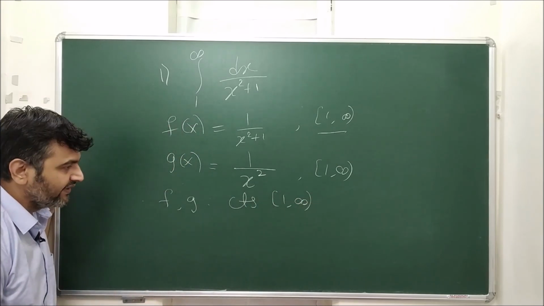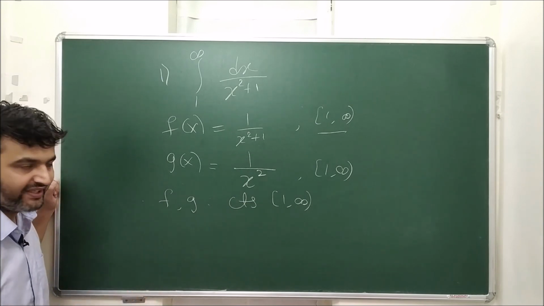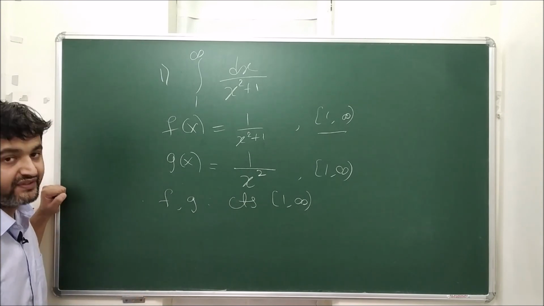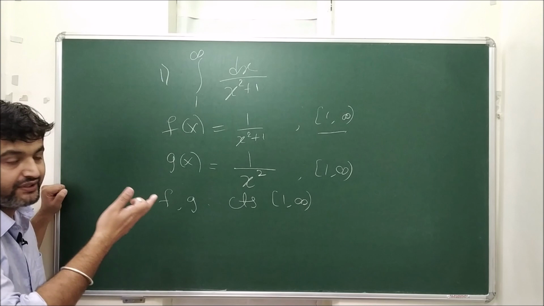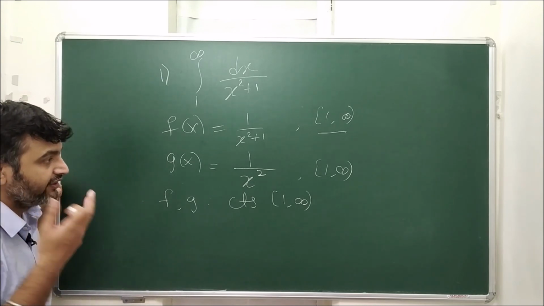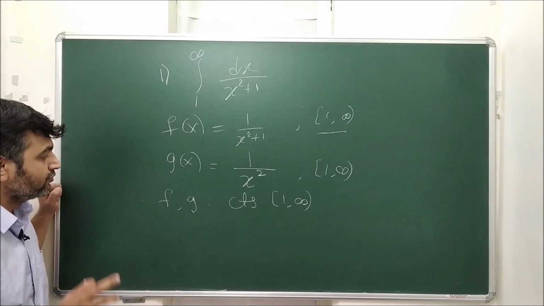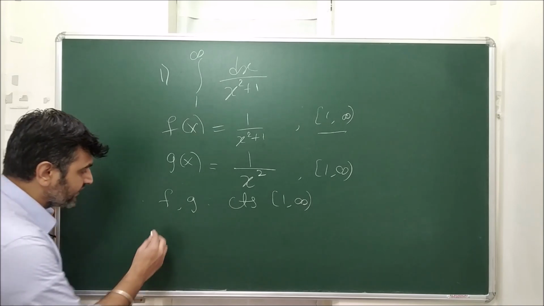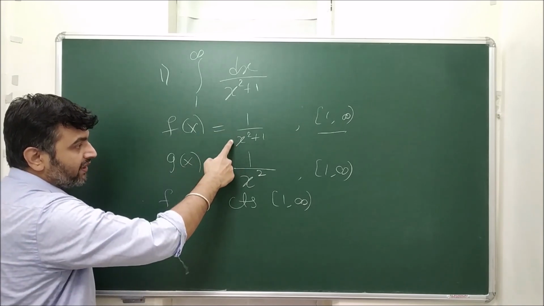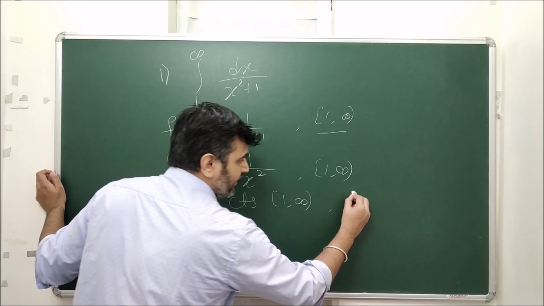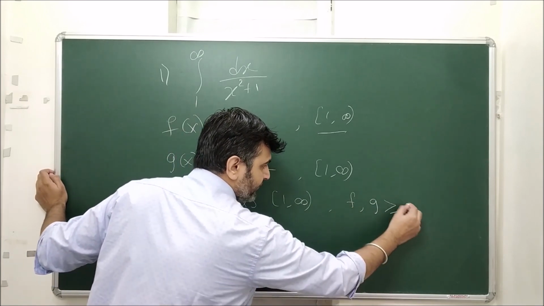Whatever argument I told, I am not writing, otherwise it will take a lot of time. So yeah, the ratio of two continuous functions is continuous because the numerator is continuous, the denominator is continuous, and the denominator is never 0. So your f and g are continuous. Okay, are they positive? Yes, because numerator and denominator both are positive.